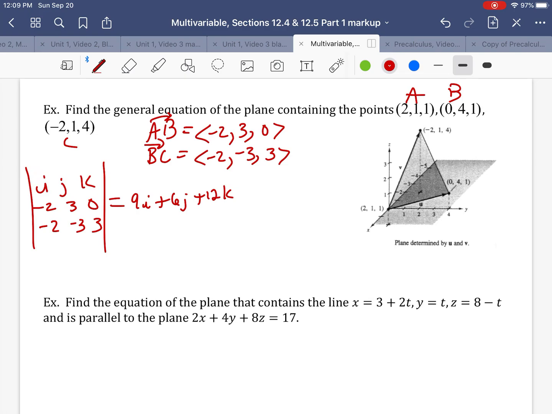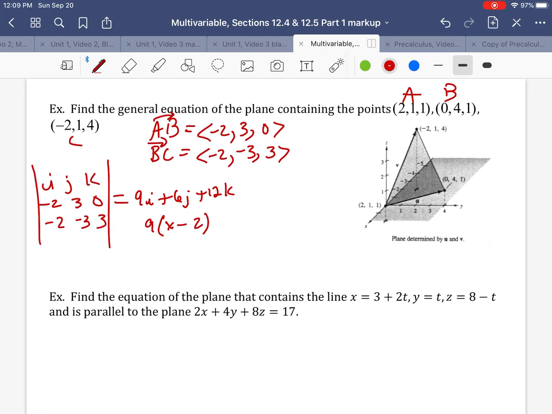So we are going to take those numbers. That is my a, which is 9, and do x minus. Now I can use any point that I want, so I'm going to use 2, 1, 1. So 2 plus b, so 6, and then y minus 1. I'm going to use this point here. And then plus 12, and then z minus, let's say, 1. All right, equals 0.